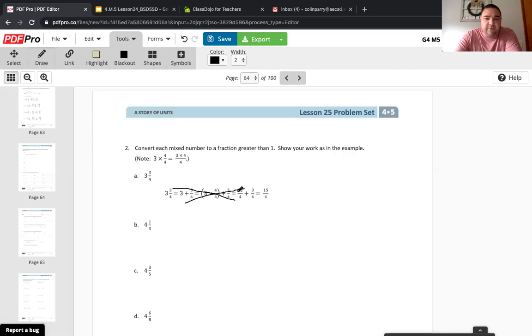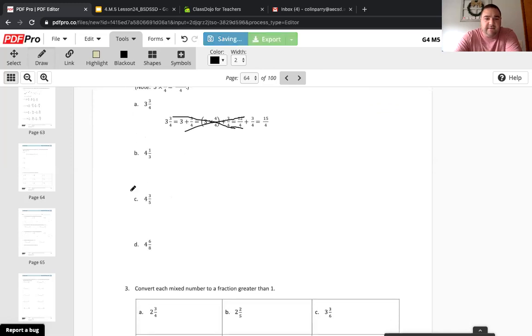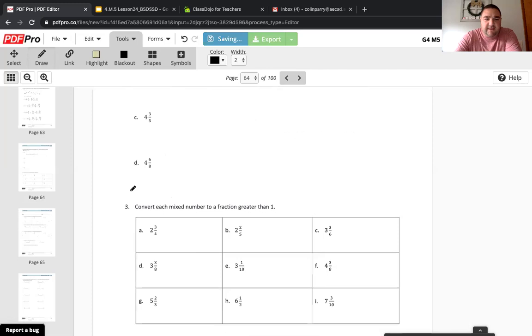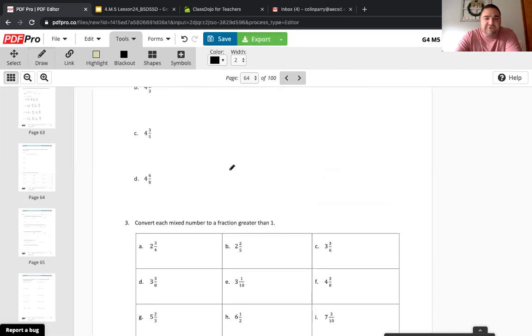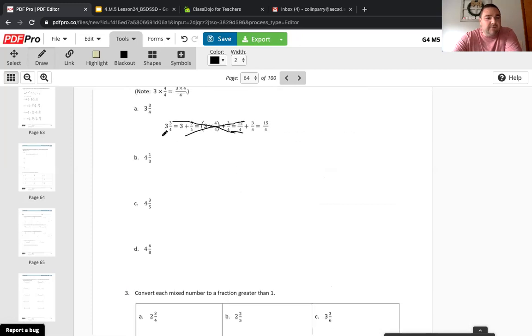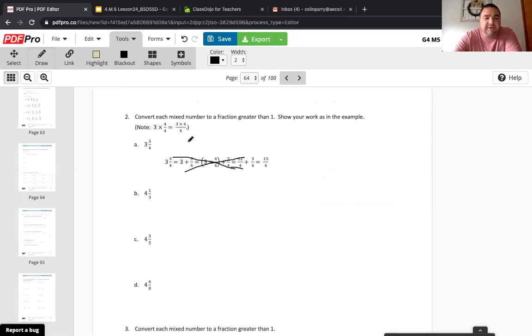So here's what we're going to do. I want you to do the rest of this sheet, problems A through D, and then question 3, just using the strategy that we just used. I think it's the most efficient, probably the easiest strategy. And then we're going to do something a little different today.